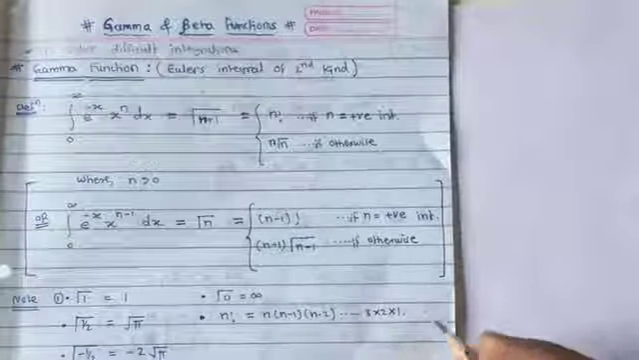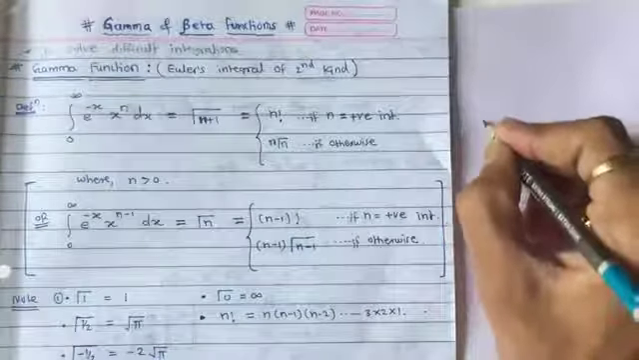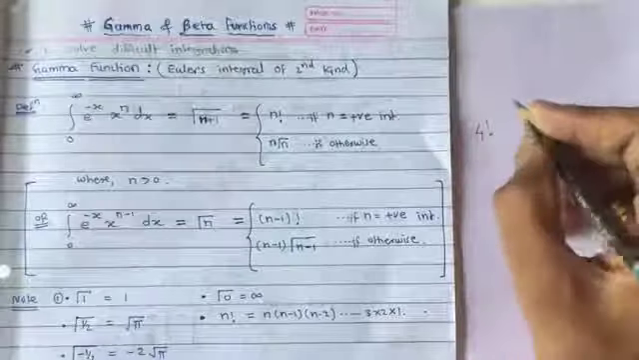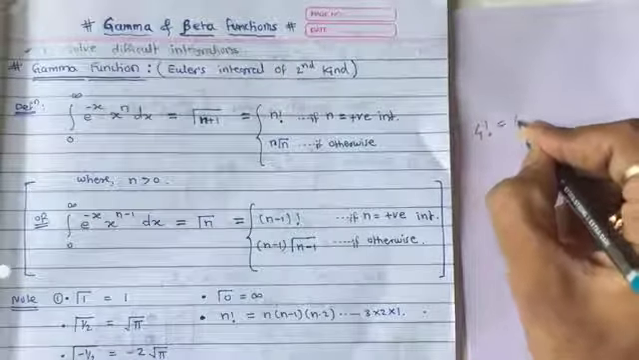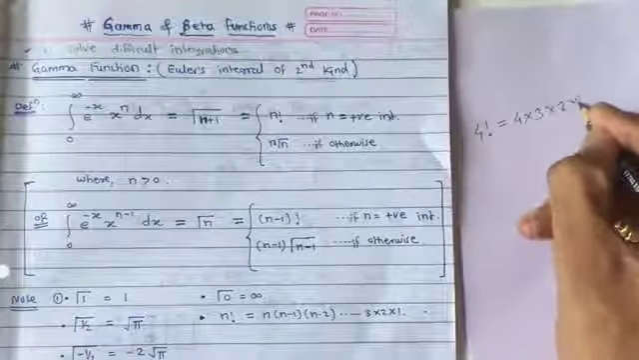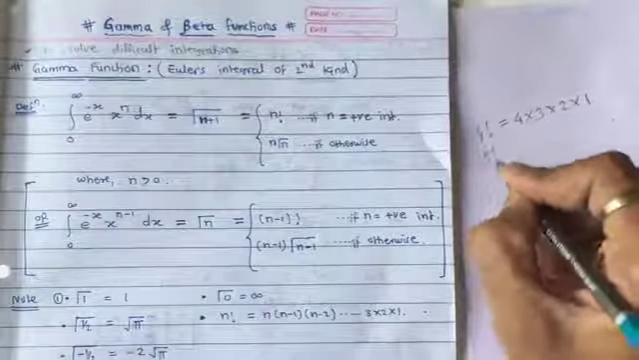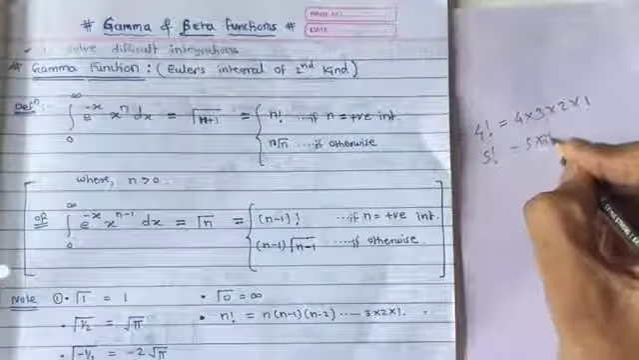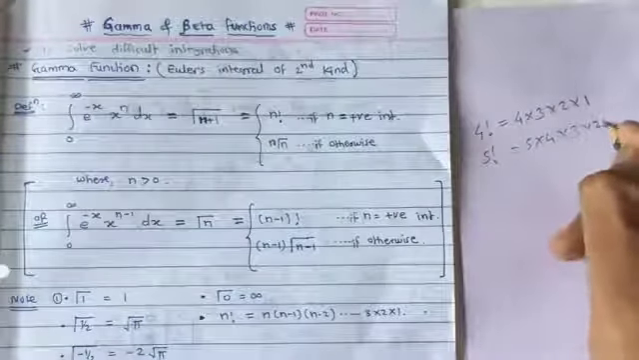Okay, for example, suppose 4 factorial, then simplify 4 factorial, that is 4 into 3 into 2 into 1. Like that, 5 factorial is equal to 5 into 4 into 3 into 2 into 1.